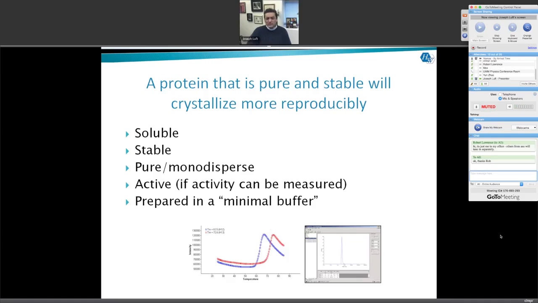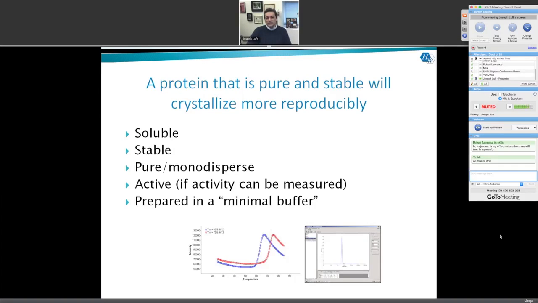So there are things you can do to characterize the protein to make sure it's pure, to make sure it's monodispersed, it has a single size aggregate in the solution. It could be a monomer, it could be a dimer. You want to be sure that the protein has a standard of activity that you maintain, if it's an enzyme, which again can be measured. And you want to prepare it in a minimal buffer.